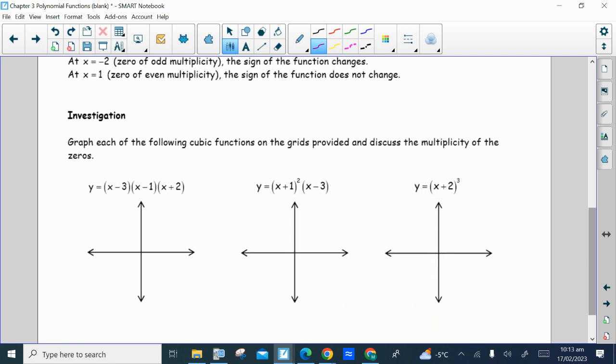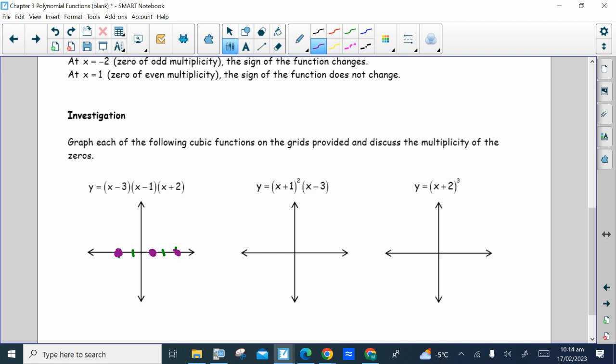It says graph each of the following cubic functions on the grids provided, discuss the multiplicity of the zeros. So we can sketch a graph of this. Because they're in factored form, we can get the x-intercepts just by looking at it. If x minus 3 is a factor, that would mean that positive 3 is an x-intercept. If x minus 1 is a factor, that means that positive 1 is an x-intercept. As well, x plus 2 is a factor, so negative 2 will be an x-intercept.